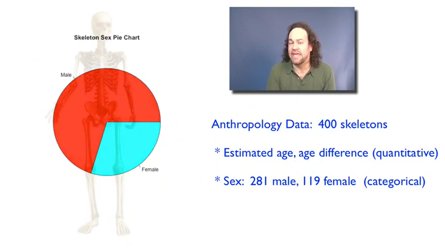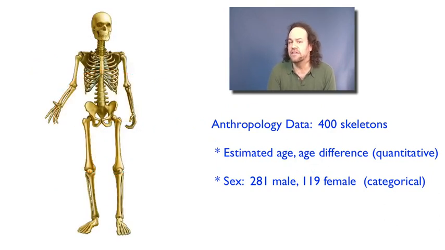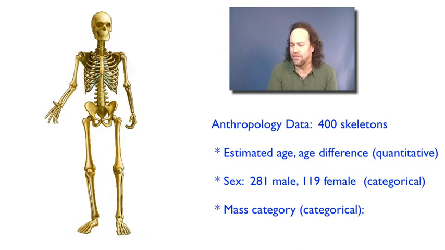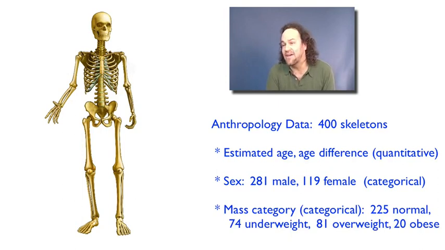Another example of a categorical variable for these skeletons would be the mass category. That is, each of these skeletons, the people at the time of death, were categorized as being of normal weight, or underweight, or overweight, or obese. Now, in this case, 225 of the 400 skeletons were classified as normal, 74 were classified as underweight, 81 were classified as overweight, and 20 were classified as obese.